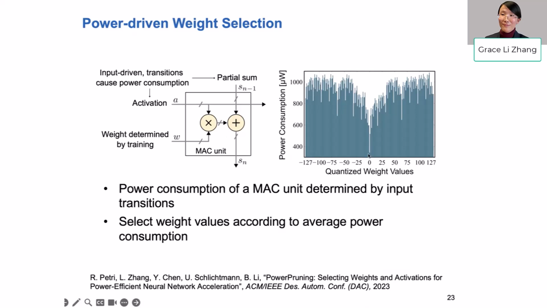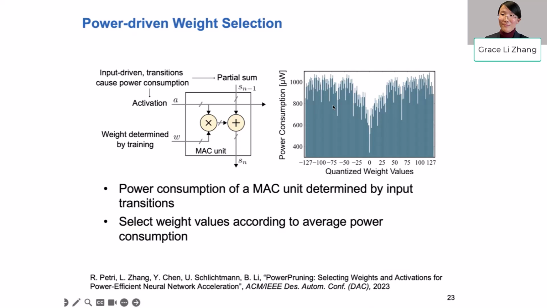Of course, if the weight is zero, the dynamic power consumption is zero. It's not zero in total, but it's the least, because it also has some static power consumption. But we can also see that there are some weights that have smaller average power consumption compared to the other weights. So this gives us a hint: why not we tell this information to the neural network training?